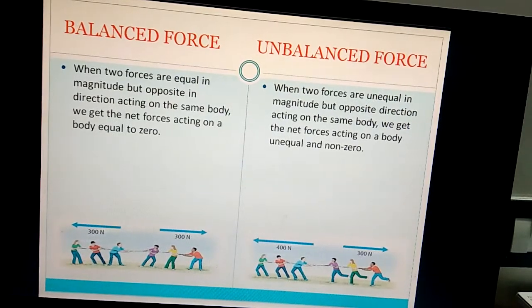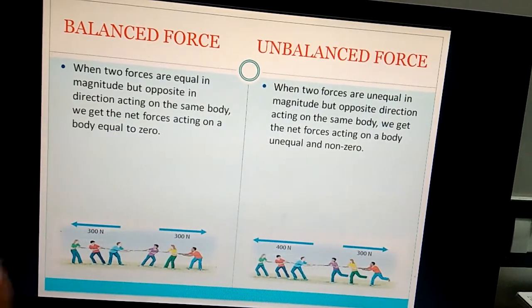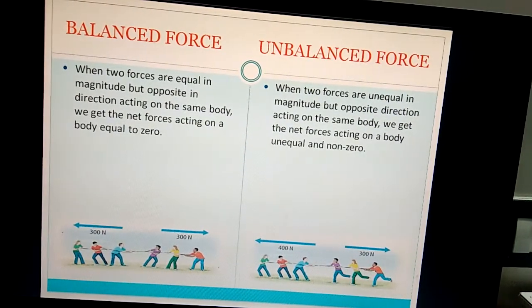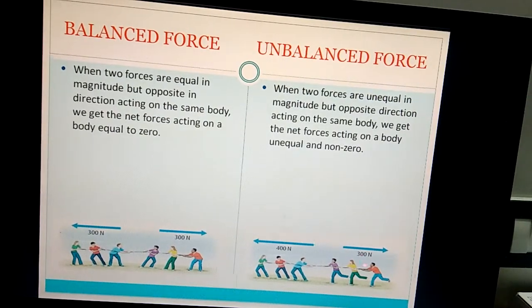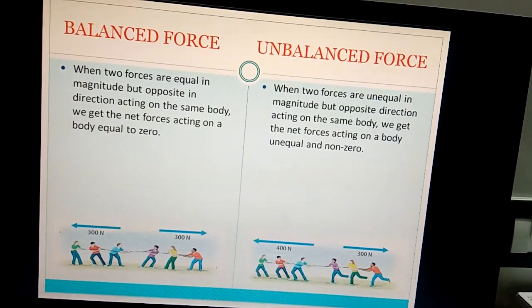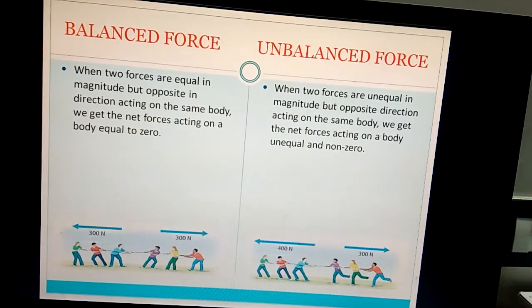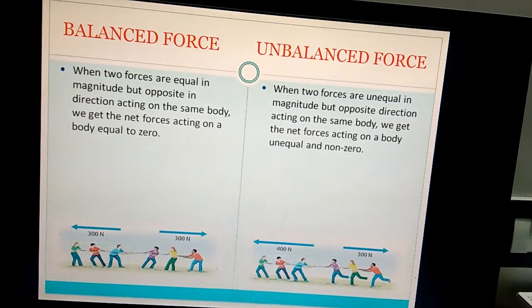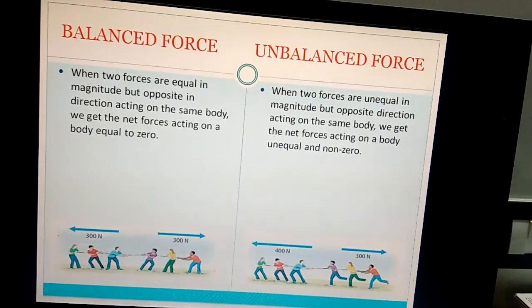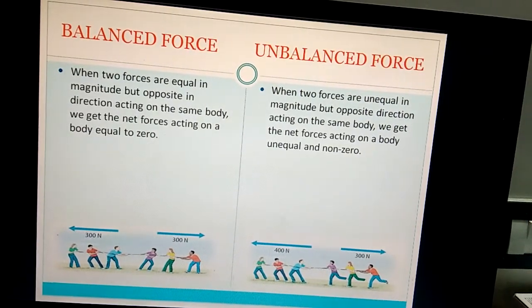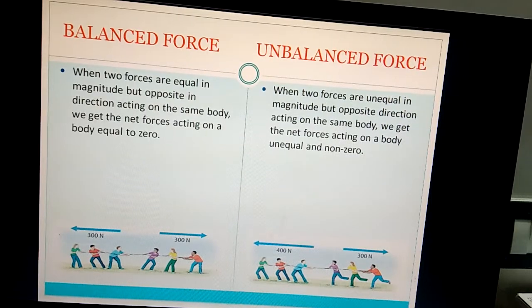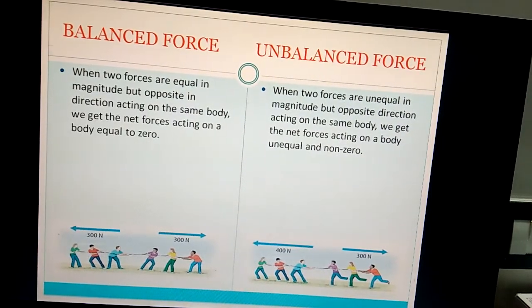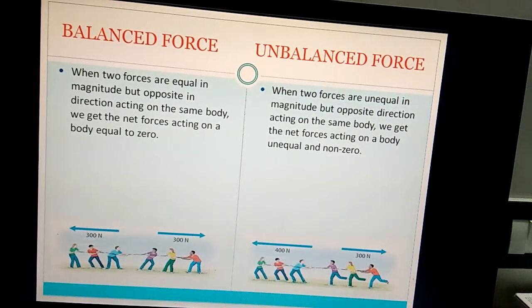We have the tug of war happening. In this, you can see that 400 newton force is applied on this side, that is the left hand side, and 300 newton force is applied on the right hand side. You can see the force on one side, the left hand side, is more compared to the right hand side. In this case, the rope is definitely going to move on the side where more force is applied, that is 400 newton. So here the rope is moving. So with unbalanced force, the object moves.